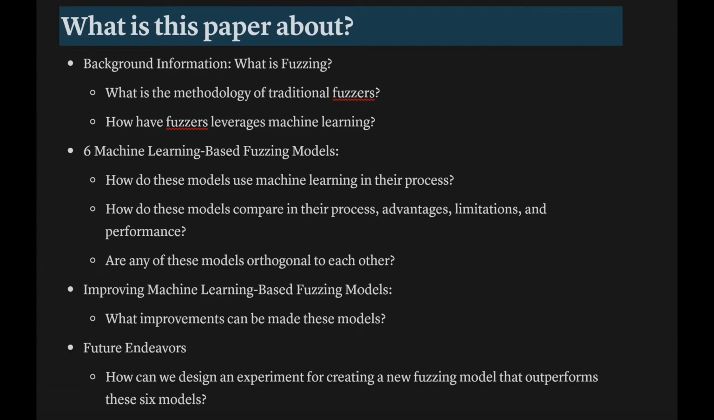In the future work section, we will outline a research methodology and attempt to design an experiment for building a new machine learning-based fuzzing model capable of outperforming the current state-of-the-art models. The conclusion will summarize 5 research questions designed to aid in the creation of a new machine learning-based fuzzing model.